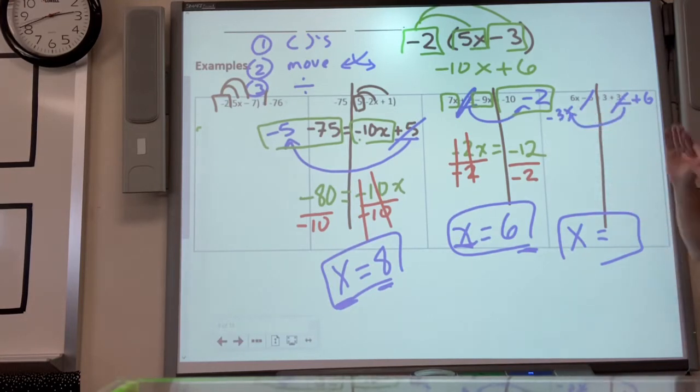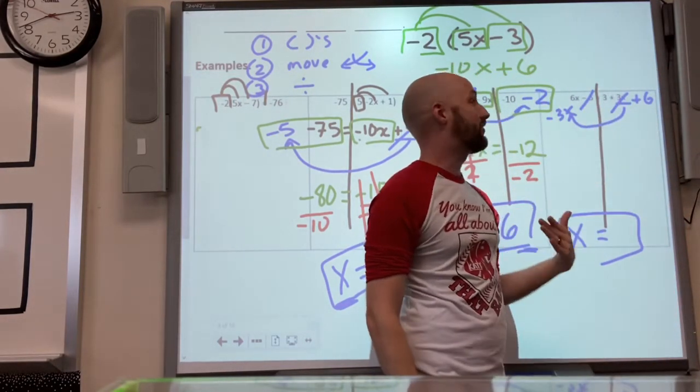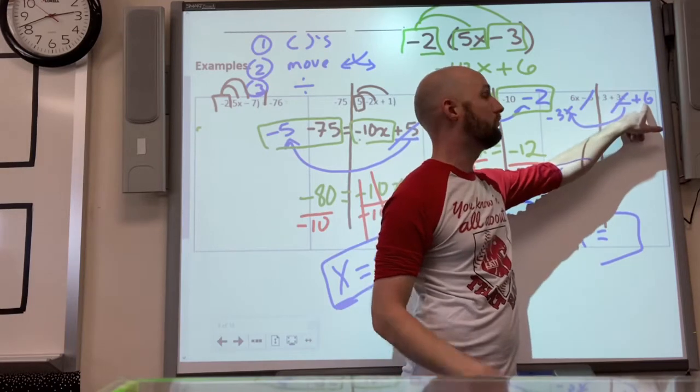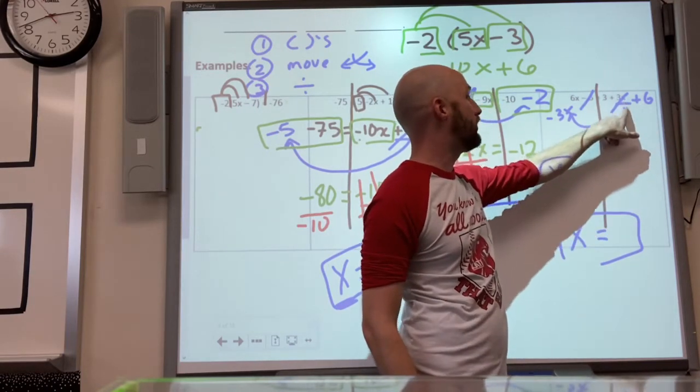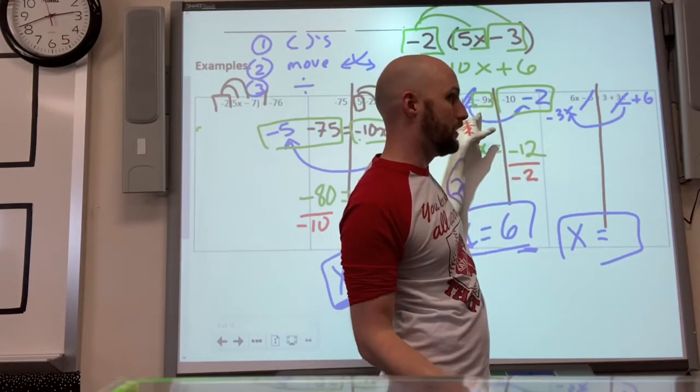Cambia signo cuando pasa o cruza esta línea. Okay, anything that moves across this line will change sign. So if I need to move a regular number, it changes. If I need to move x, it changes. But if I didn't need to move it, it doesn't change.